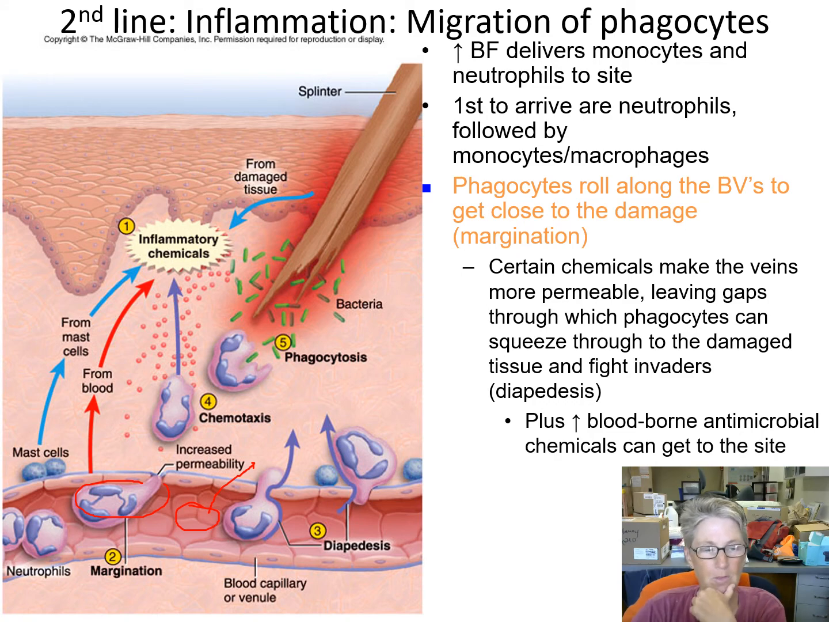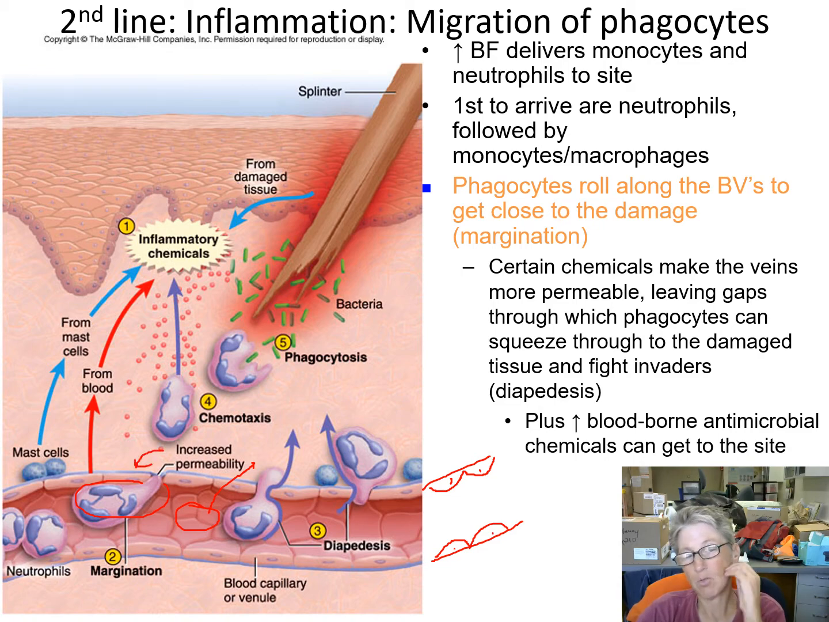And we've talked about this, the phagocytes roll along the blood vessel wall to get close to the damage. So if you go up here where there are no inflammatory chemicals, these endothelial cells won't be sticky in the blood vessels, and neutrophils will not marginate up here in the blood vessel. They'll only marginate where these inflammatory chemicals have told the endothelial cells to get sticky.